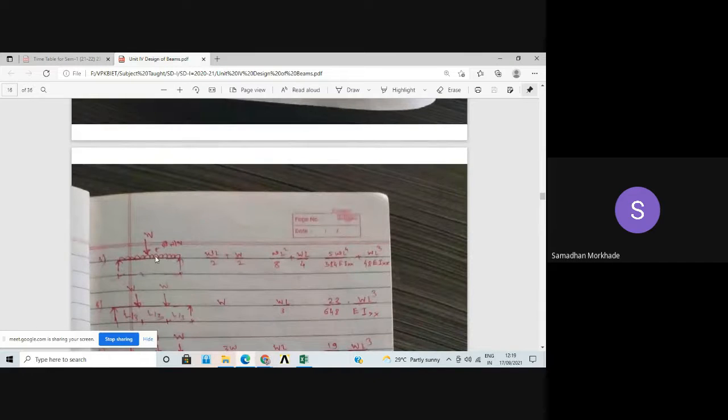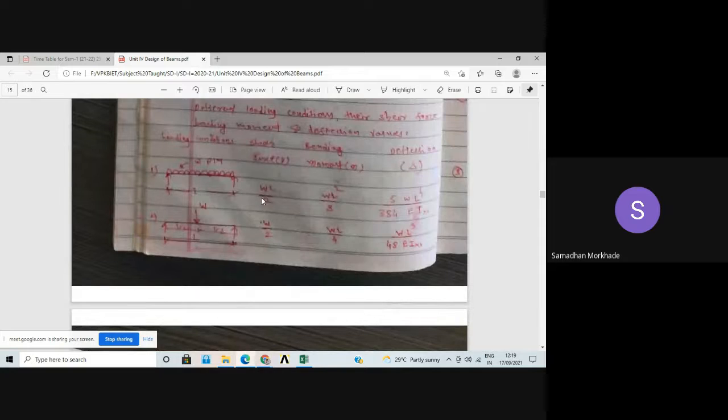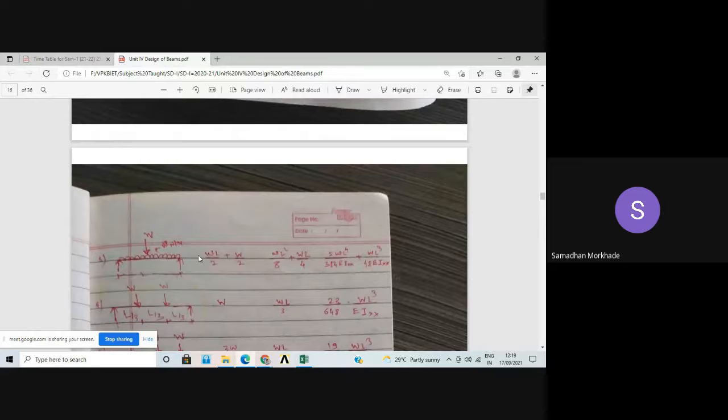When there is a UDL as well as a point load, you add both the equations. The situation is like this: a complete UDL as well as a point load at center. So the reaction is WL by 2 plus W by 2. Similarly, the bending moment is WL square by 8 plus WL by 4, the first for UDL and the second for point load. And the deflection is again the addition of these two.